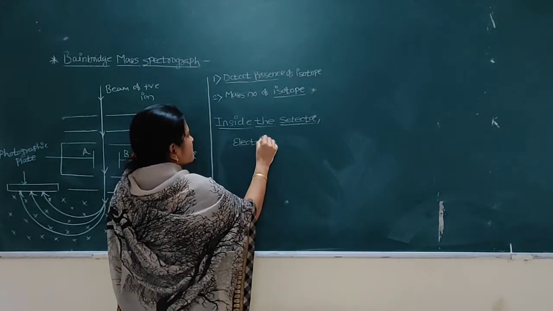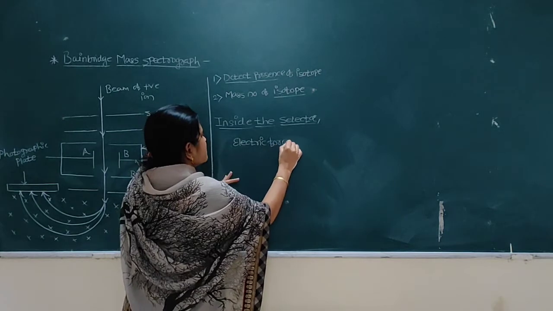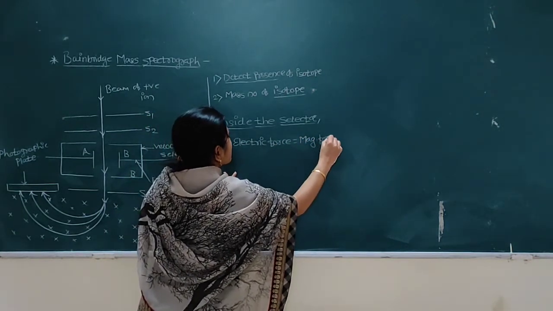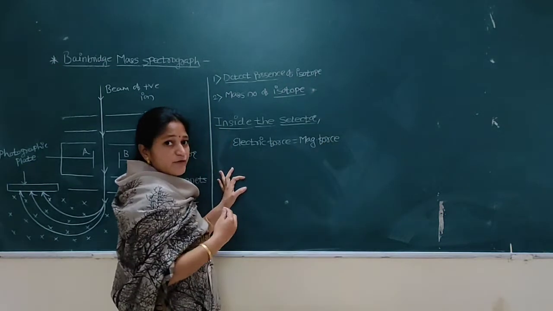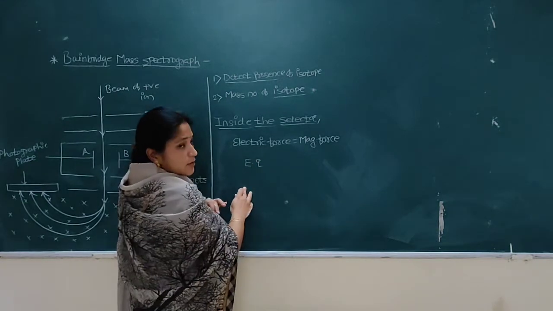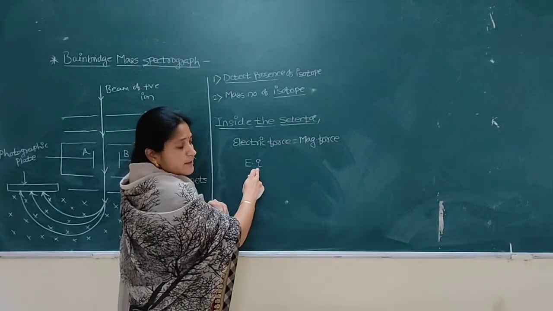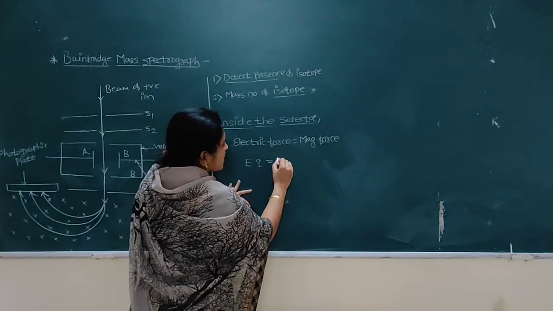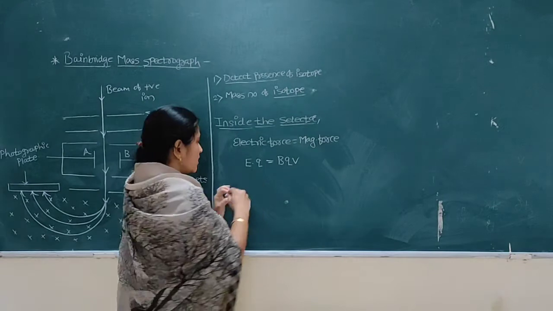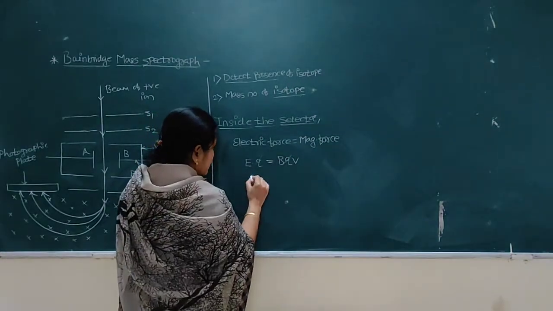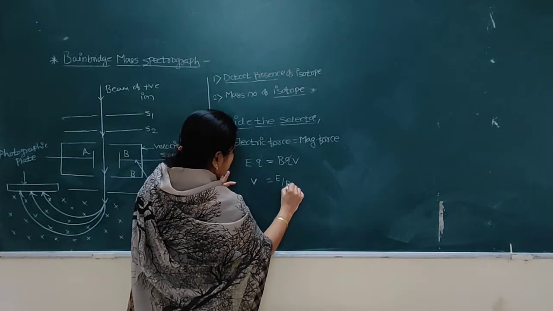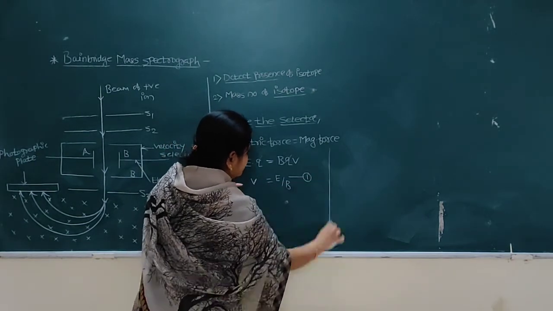electric force becomes equal to magnetic force. Now electric force, we know, is E into q, or we can write E into e, and magnetic force we can write B q v. Now here q will get cancelled. The remaining equation we can write as v is equal to E by B. Give it equation number 1.